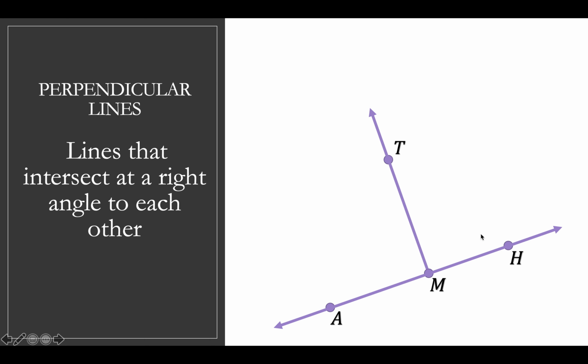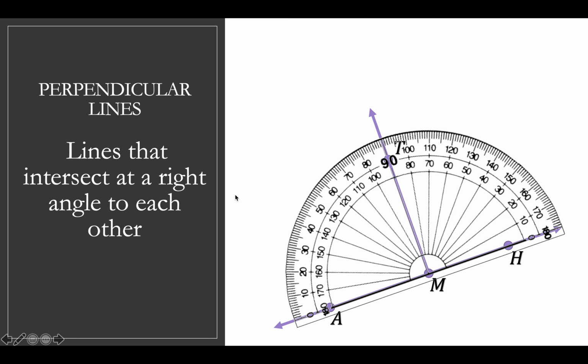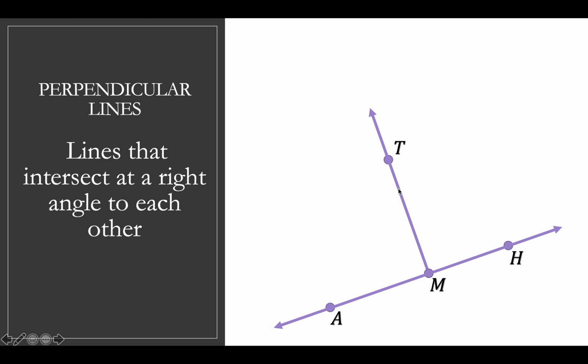You have line AH and line TM, and you're like, that looks a lot like a right angle here. I should take out my protractor and measure it. All right, you go measure it. You start at 0, 10, 20, 30, 40, 50, 60, 70, 80, 90. Oh, bang. Right there. It's definitely exactly 90 degrees, which means that this is a right angle. Put the protractor away. So now I know that this line right here, TM, hits this line AH at a right angle, which means that TM is perpendicular to AH.